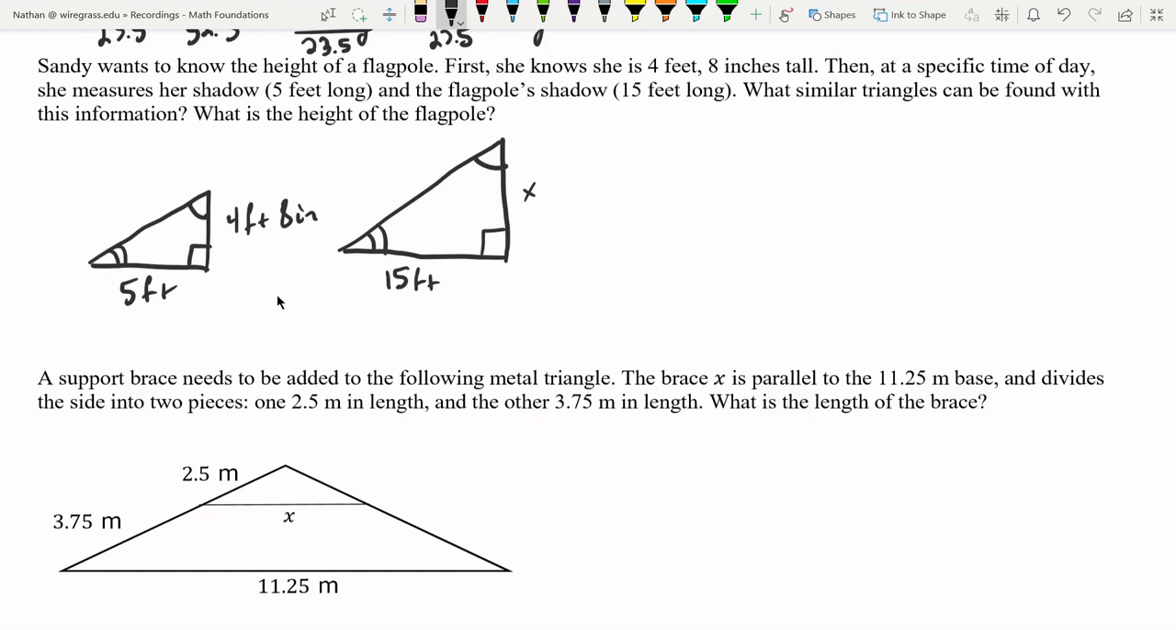And now I can find x by doing the proportion. I need to write this as just feet. Everything here is written in feet, but this is written in feet and inches. There are 12 inches to a foot, so 8 over 12 is 2/3 of a foot. So really this is the same thing as 4 2/3 feet. The proportion we get is 4 2/3 over 5, equals x over 15.